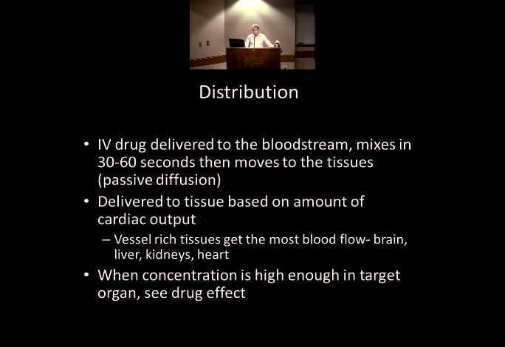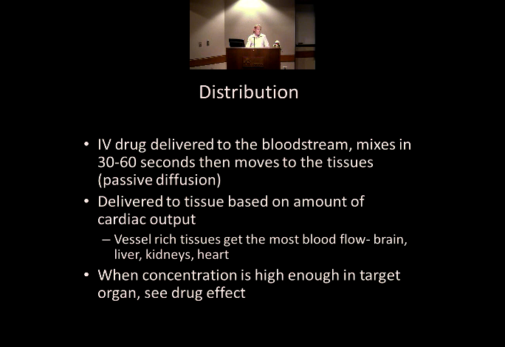So distribution. Once you give a drug IV, it takes about 30 to 60 seconds to get well circulated in a normal human. And then it'll move to the tissues just because there's a high concentration in the blood, so it's going to therefore move to where it isn't already. It's going to move through passive diffusion to an area of low concentration. The amount that's delivered, and how quickly it circulates, is going to be based on your cardiac output. So how much blood is going through your heart and what your heart rate is.